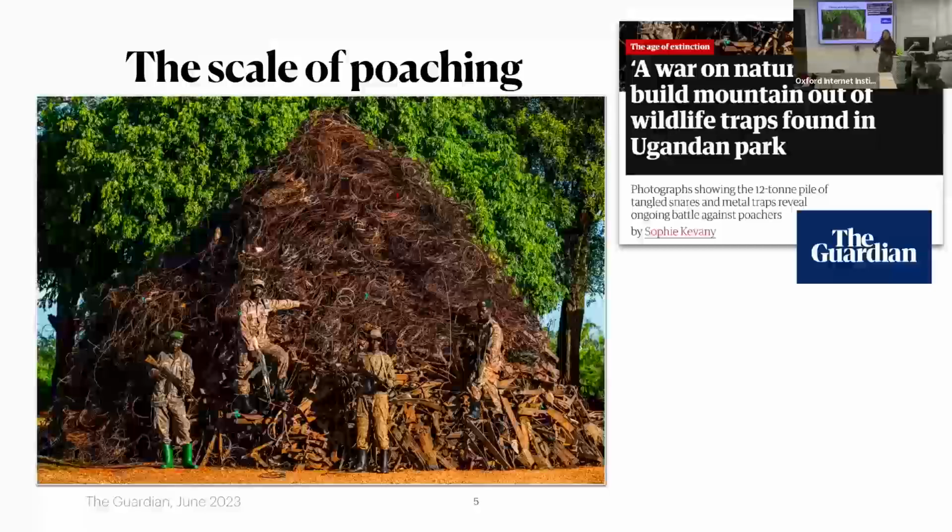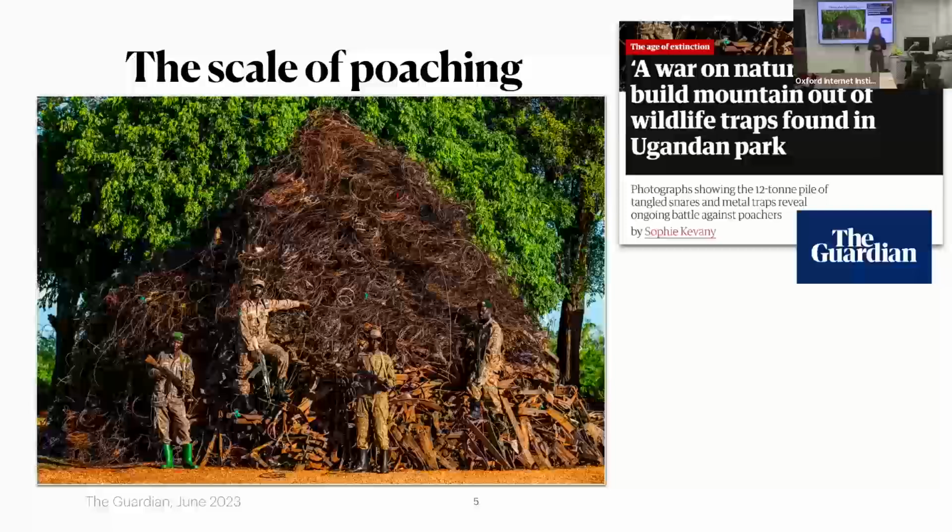But one of the biggest threats to biodiversity, especially within protected areas, is rampant poaching, where poachers will come into animal habitats, including in protected areas, and place traps to catch animals. So this is a Guardian article from 2023 of Murchison Falls National Park in Uganda, which is a site that I've had the privilege of working with for over 6 years.